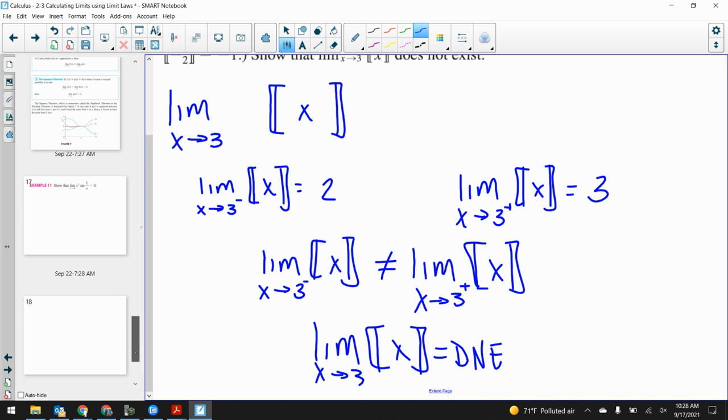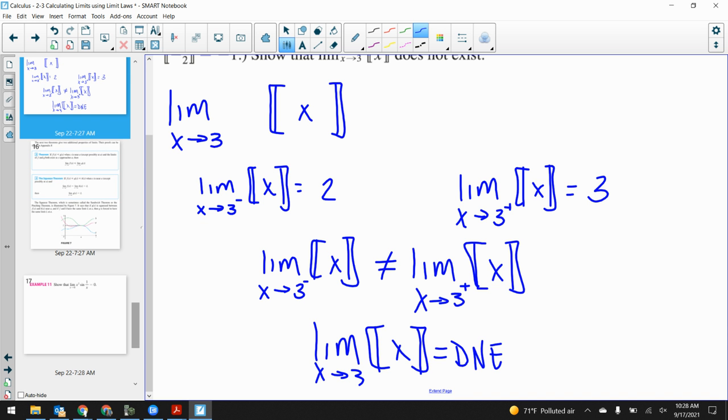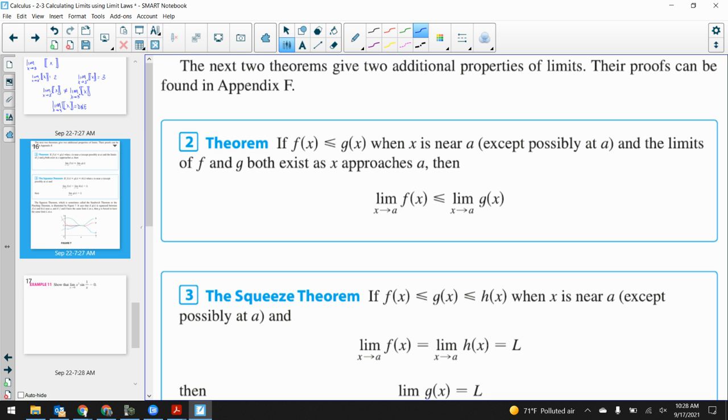All right, the last topic that we have to talk about is this cool thing called the squeeze theorem. The next 2 theorems give 2 additional properties of limits. I wanted to make note of this. I kept this little phrase in here: the proofs can be found in Appendix F.